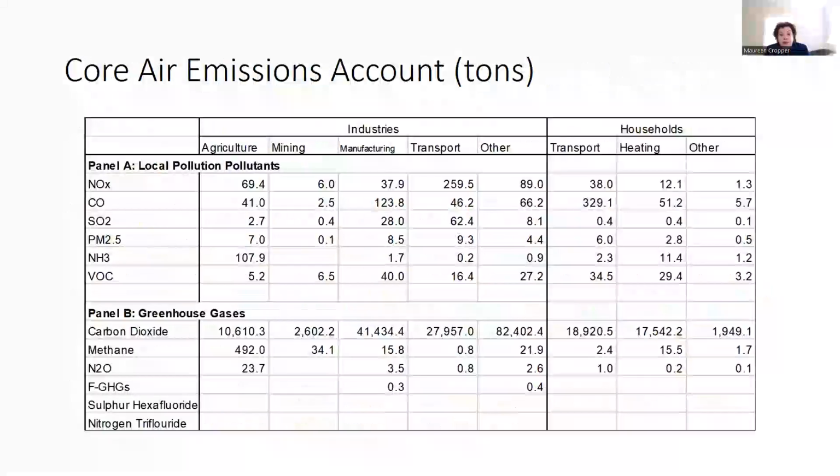So when you look at this table of a core air emissions account, these are frankly dummy numbers. So you shouldn't focus on the numbers, but you should focus on the titles. These would be reported by industry, by agriculture, mining, manufacturing, by households, in terms of what capacity households are emitting them. As I said, you would have both local air pollutants and also greenhouse gases.